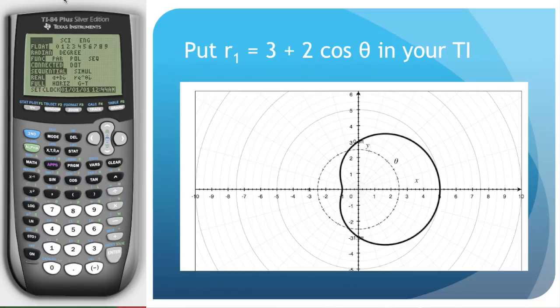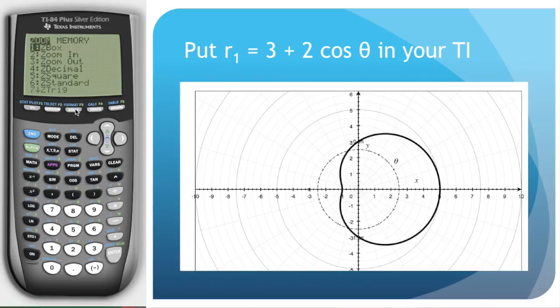Let's put R1 equals 3 plus 2 cos theta into the calculator. So I'm going to go down, and you can see I need to switch into polar mode. And life is better in radians. I know you don't believe me, but I'm going to do it anyway. And I'm going to put in my R1, 3 plus 2 cos theta.